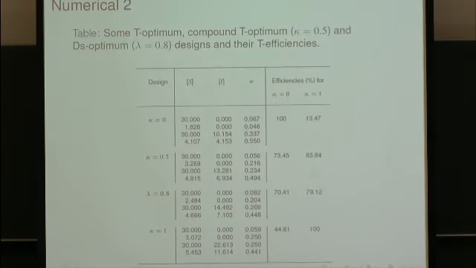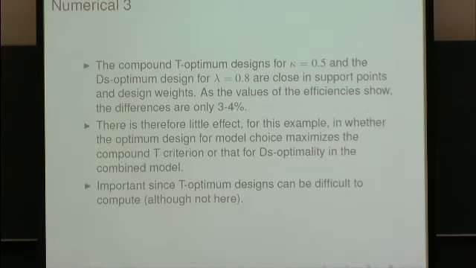This is just a table to show that in fact these two procedures are really, well, you can see they give very similar designs. If you look at the support points of the designs, concentration of substrate, concentration of inhibitor, and the design weights are very similar. The efficiency of the DS optimum design is slightly less in both cases than those in the T optimum design, but they seem to give similar properties. Okay. So the compound T optimum designs and the DS optimum designs are close in support points.